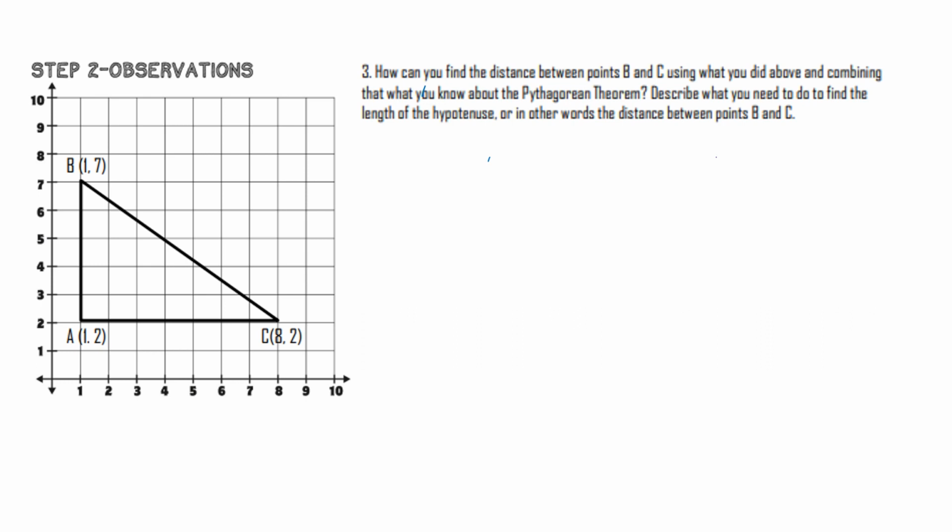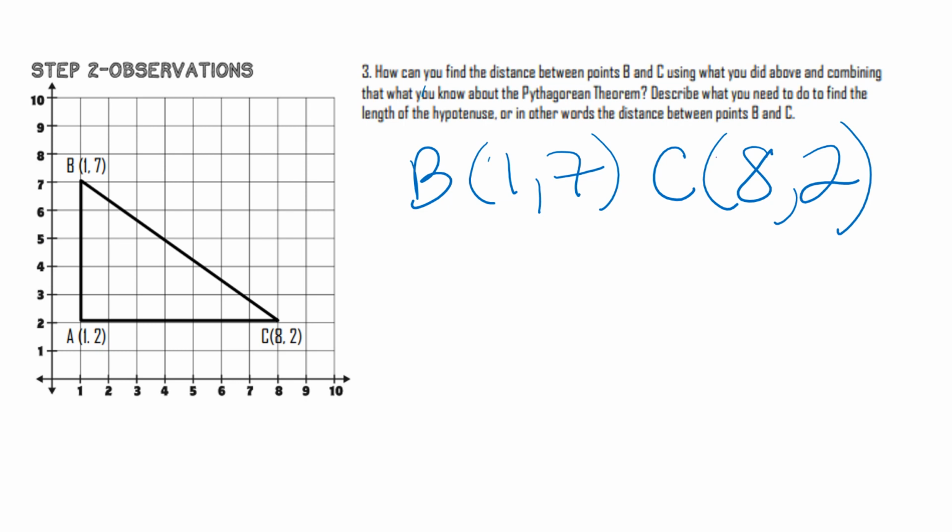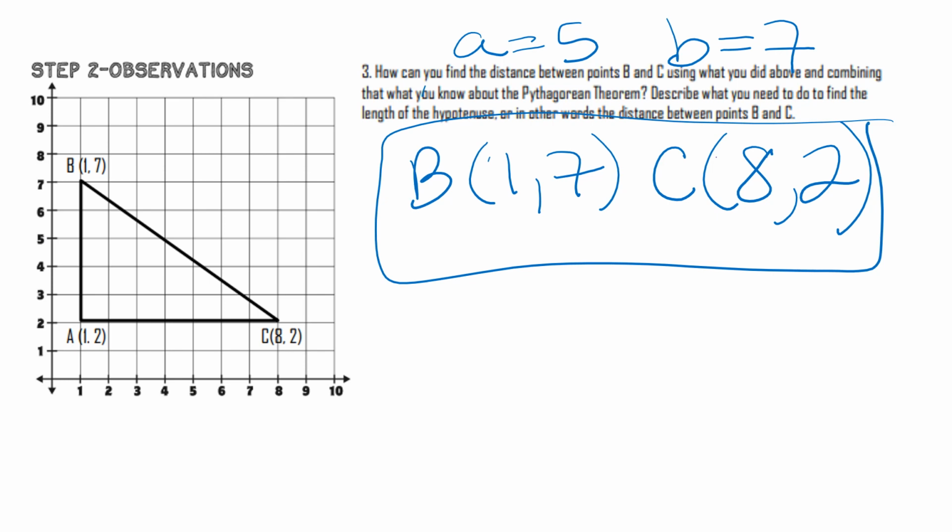Okay, so what if I just gave you coordinates B at (1, 7) and C at (8, 2)? Now, let's look at what we already know. We know the length of A is 5 and we know the length of B is 7. And I need the two legs in order to find the length of the hypotenuse. So the question is, looking at these numbers, am I able to arrive at 5 and 7 somehow in order to find the lengths of the legs?